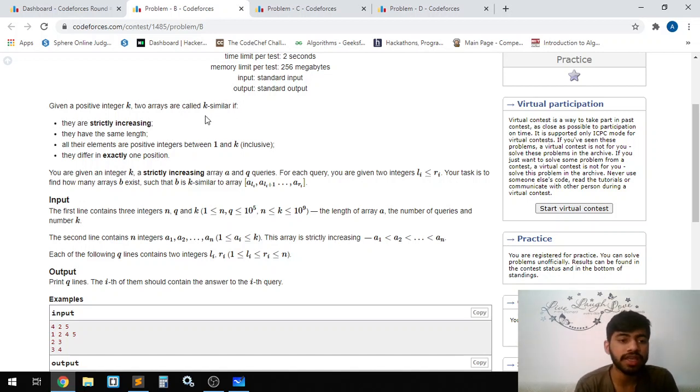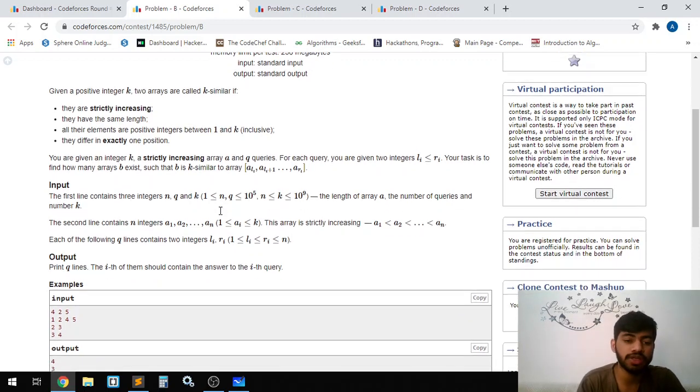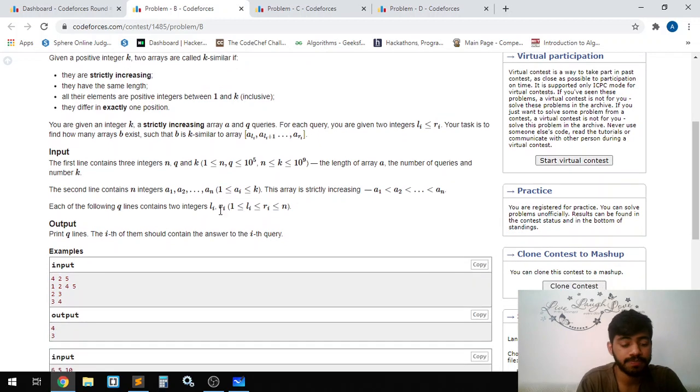It says that a k-similar array is strictly increasing, that is a of i is equal to this condition. The second is the same length as the array, and third, the elements are positive integers from 1 to k, and they differ in exactly one position. So we can solve this question in O(1), and that's the approach I got when I was doing the contest.